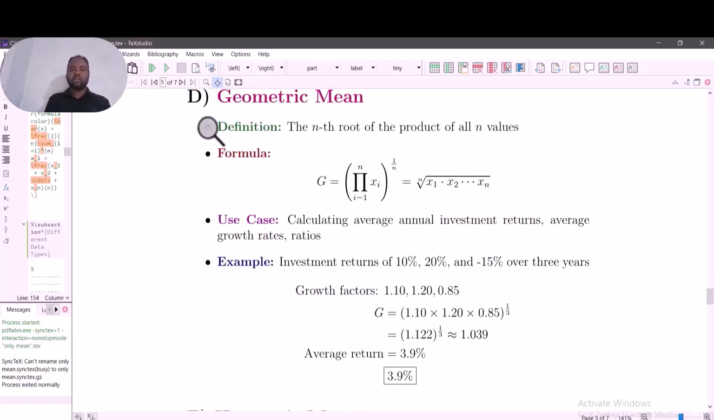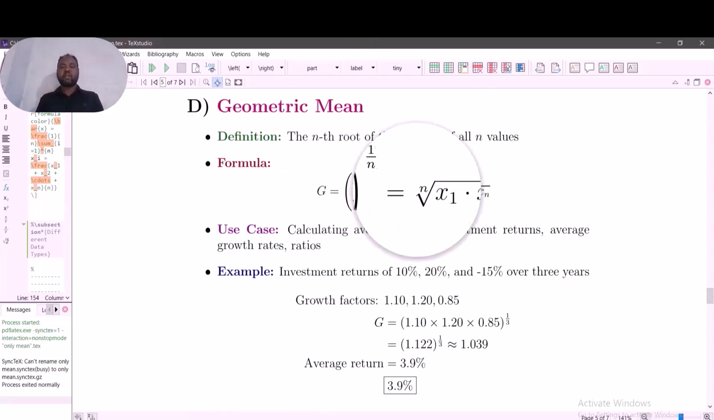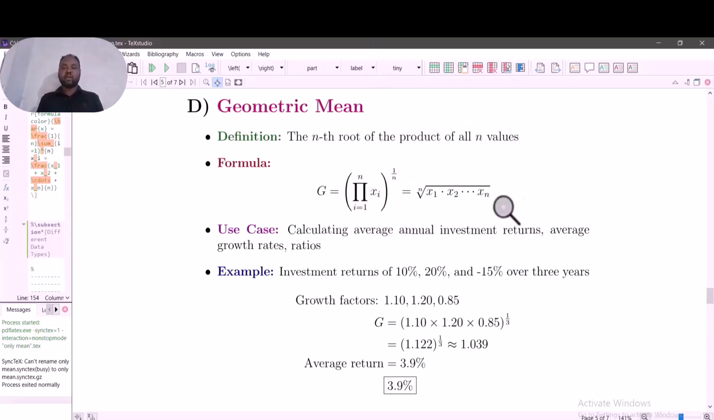Let us see the fourth one, the geometric mean. What does geometric mean? This is nothing but the nth root of the product of all n values. We compute it using this formula: we multiply all observations and we take the nth root. This geometric mean is most appropriate for data from annual investment returns, average growth rates, ratios, and much more.